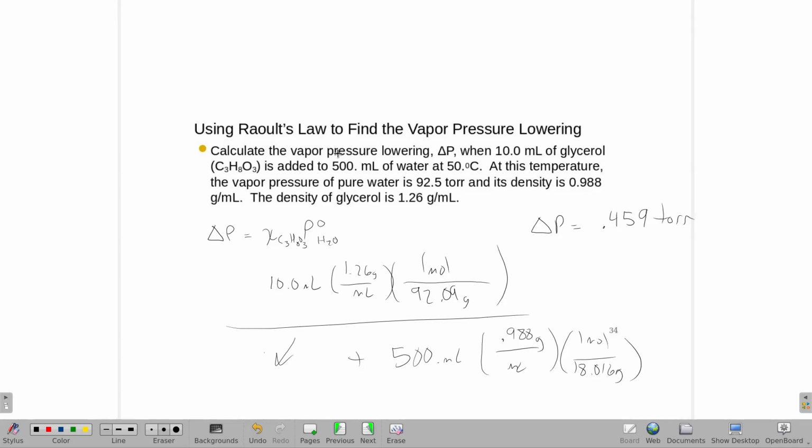And it does say vapor pressure lowering. But keep in mind, I might have just asked for the new pressure. The new pressure is 0.459 below the old pressure. So the vapor pressure of water with this impurity is going to be about 92.0 torr. It barely changes. This isn't a huge effect, but it does lower it, and it will always lower it.